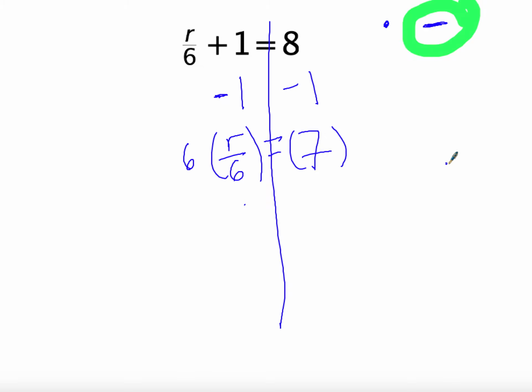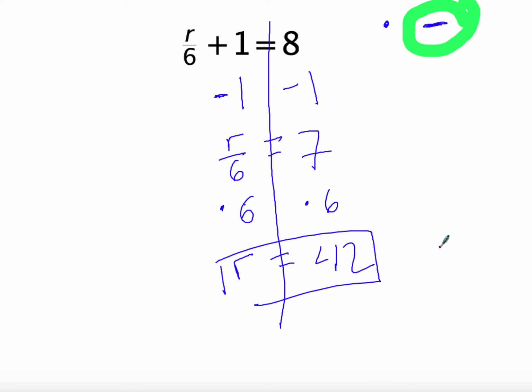I am not going to do it that way, but that is totally fine as well. That will be a little more common next year, actually. So times 6, we have r divided by 6 times 6, which leaves us with r. 7 times 6 is 42, and that is my solution to the equation. R equals 42.